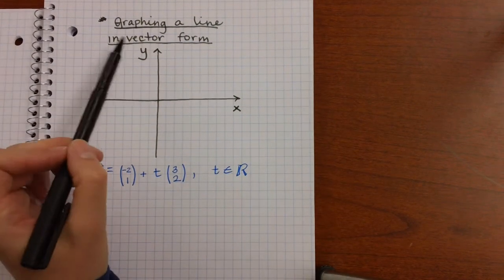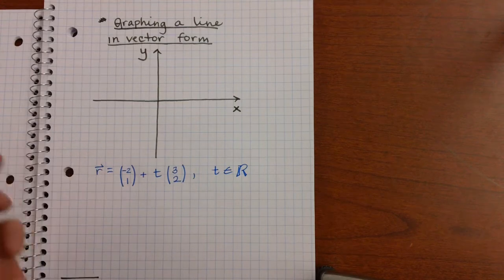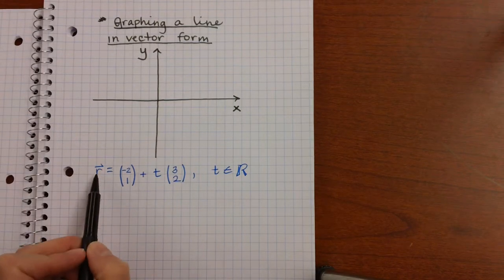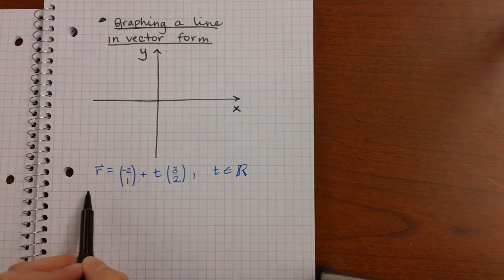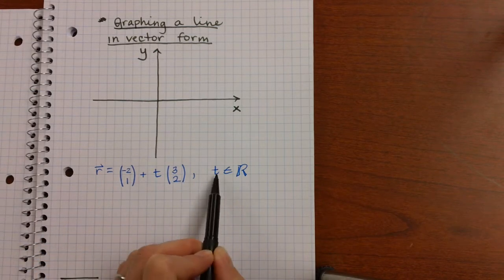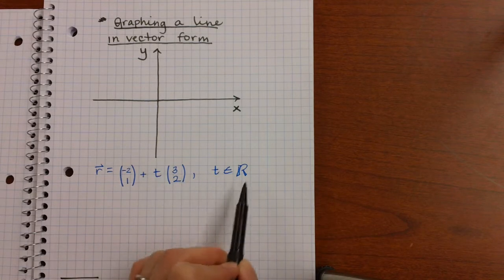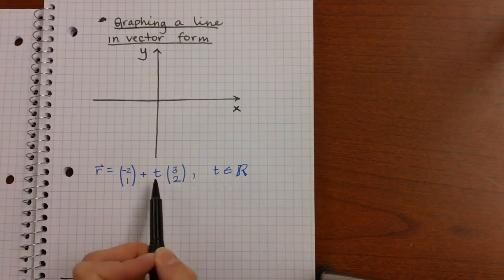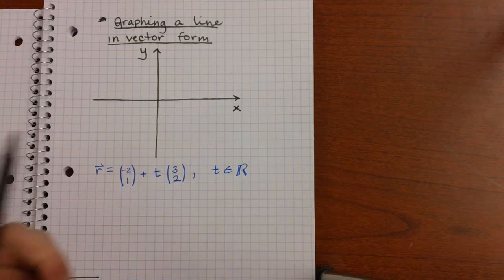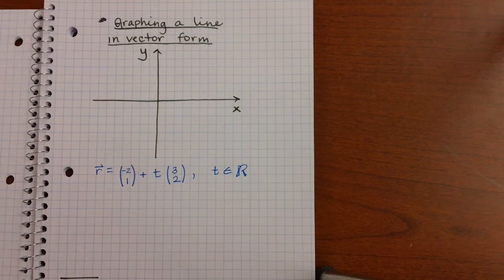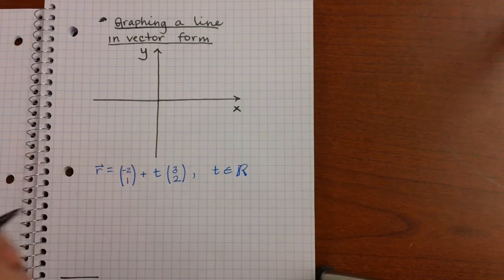Say I'm given the equation of a line in vector form, or the vector equation of a line, as the position vector from the origin to any point on the line is given by this vector equation, where t, our parameter, is an element of the set of all real numbers. Remember that t is some scalar. If I want to graph this line and see what it looks like, I need to pick some values of t, the parameter. So I'll make a little table here.